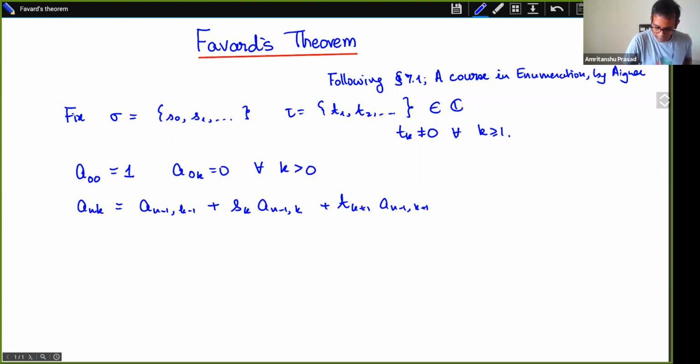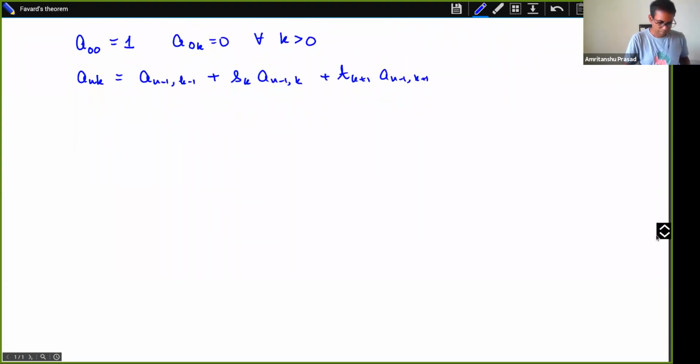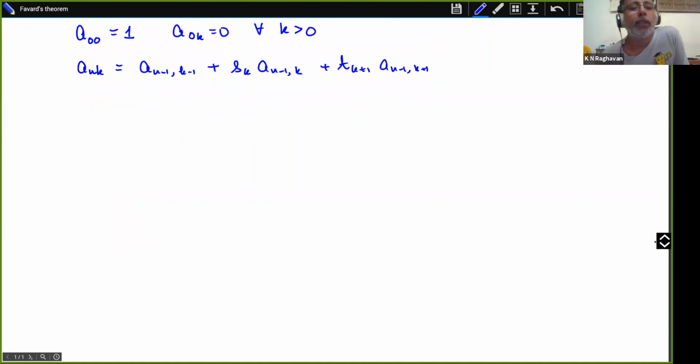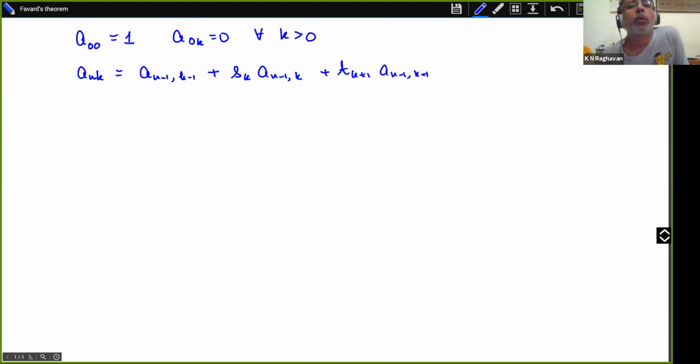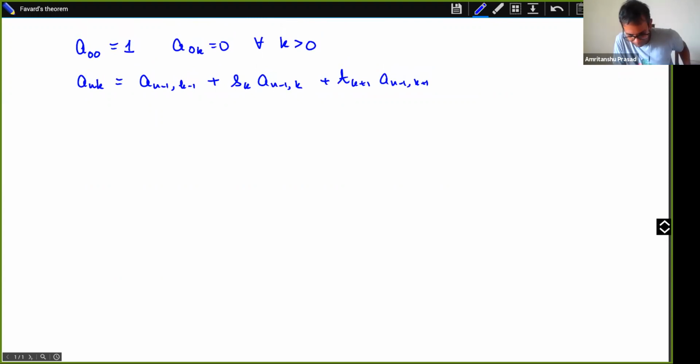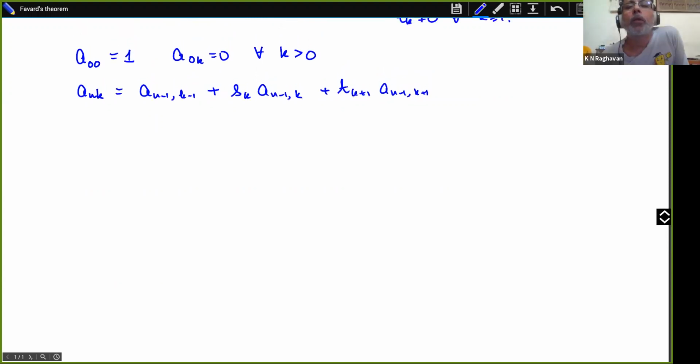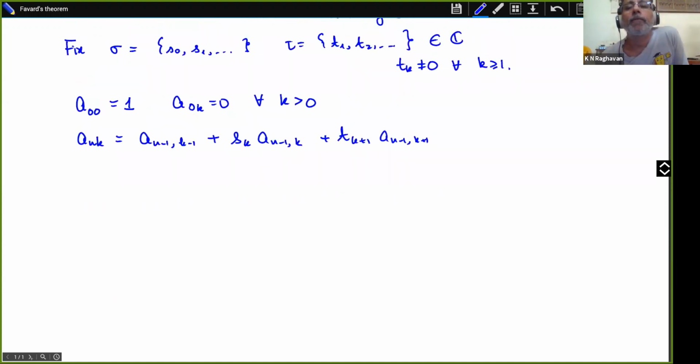I find it helpful to visualize this. It's t_(k+1). So the s's start with 0 and the t's start with 1. Okay, and so let me just draw the picture.